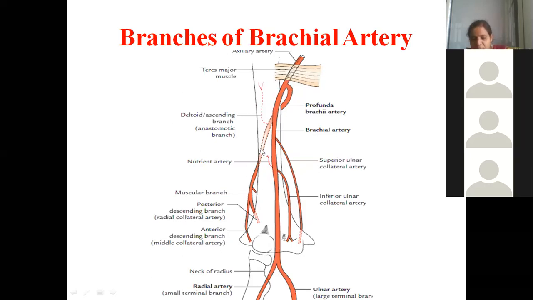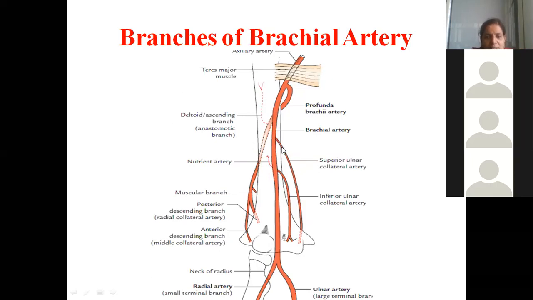Now there is a question for you. In which intermuscular space will you find the profunda brachii artery? Lower triangular space. Excellent. Along with which nerve? Radial nerve. Excellent. In the lower triangular space, along with the radial nerve, you will see the profunda brachii artery. That means it is going behind. Apart from that, we have many muscular branches.